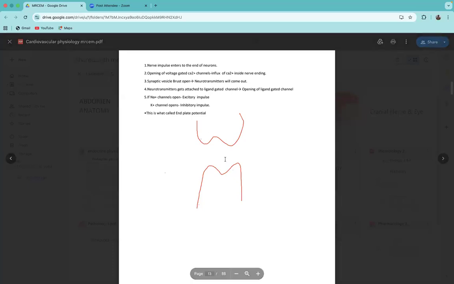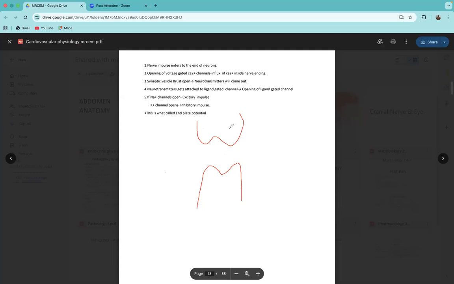The neurotransmitter gets attached to the ligand gated channels, which are present in the postsynaptic cleft, right? So the ligand gated channel opens in the postsynaptic cleft, and if the sodium channel opens, there will be an excitatory impulse.